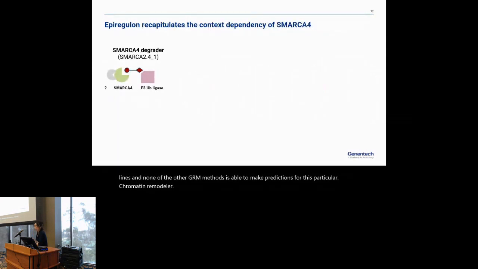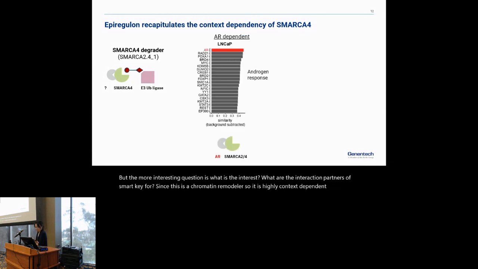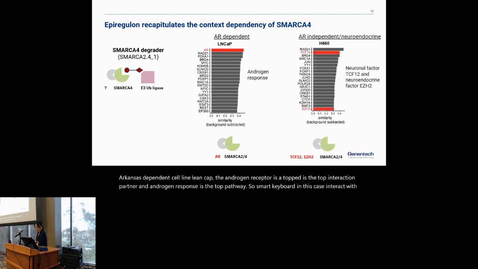But the more interesting question is, what are the interaction partners of SMARCA4? Since this is a chromatin remodeler, it is highly context dependent. So we make use of the Jaccard similarity of the overlap in the target genes, and we found that in the AR-dependent cell line LNCaP, the androgen receptor is the top interaction partner, and androgen response is the top pathway. So SMARCA4 in this case interacts with AR.